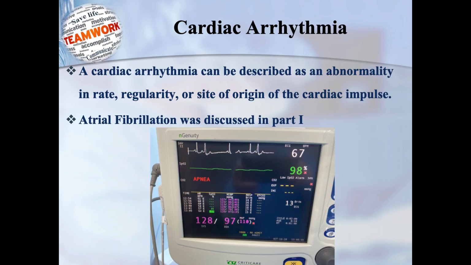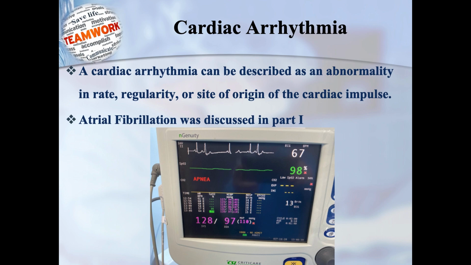Now let's look at the next very important and common cardiovascular issue, cardiac arrhythmias. Simply said, a cardiac arrhythmia can be described as an abnormality in rate, regularity, or site of origin of cardiac impulse. Cardiac arrhythmia then refers to any variation in the normal heartbeat, including rate, rhythm, and conduction pattern of the heart. Atrial fibrillation was discussed in part 1 of my presentation. Please listen to that very important presentation.